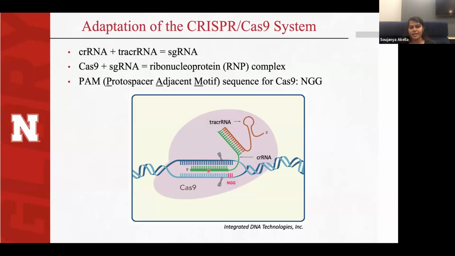The recognition site for that is TTTV, where I think V is A, C, or G. I might be wrong. Someone can correct me in the chat. If you can find a Cas12 PAM sequence, I'm pretty sure that's what it is. It's like TTT, T for table, and then V. So that would probably work really well for organisms that are AT rich.